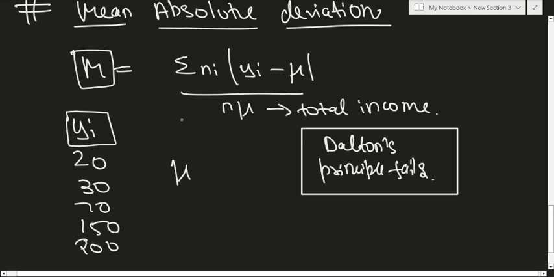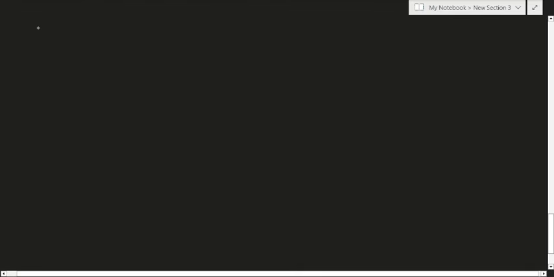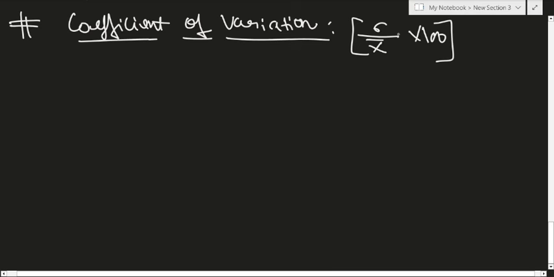Now next thing we have is the coefficient of variation. This is also a concept you must have done in a statistics course. Coefficient of variation. In crude terms, in normal statistics language, this is sigma upon x bar into 100, standard deviation upon mean into 100.